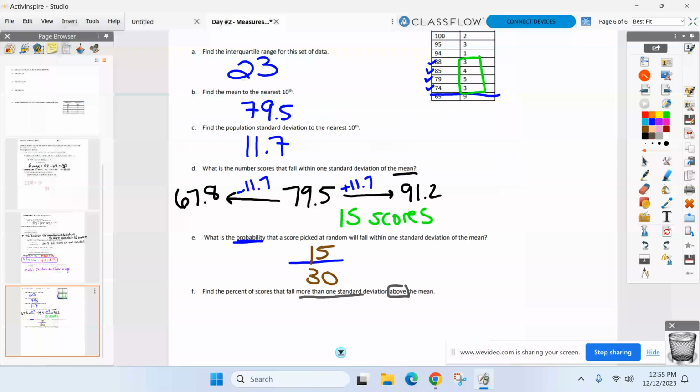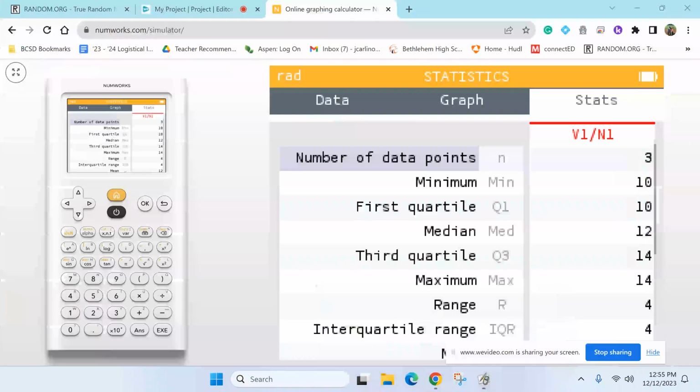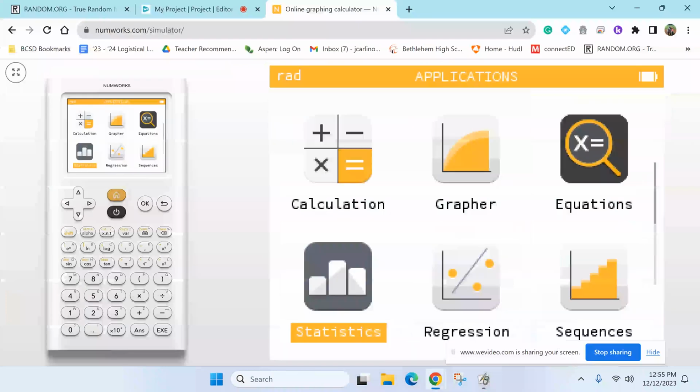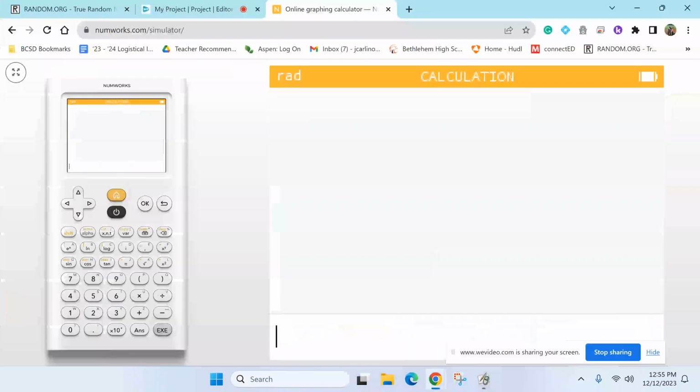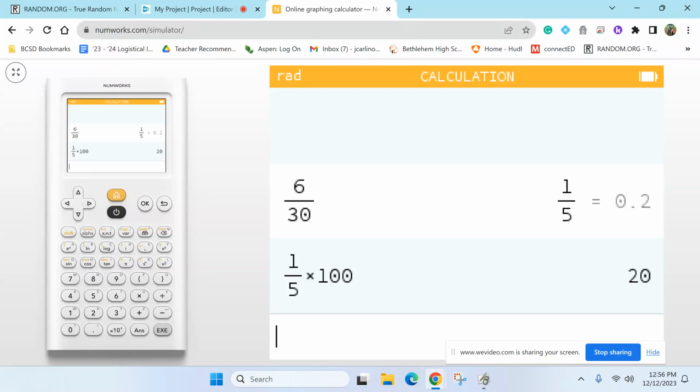All right, 6 out of 30, but I'm looking for a percent here. So I have 6 out of 30, right? I go back to my calculator. If you want to go home, calculations, right? 6 out of 30. And that gives me 0.2, right? But I want it as a percent. So multiply by 100 like usual, 20%.